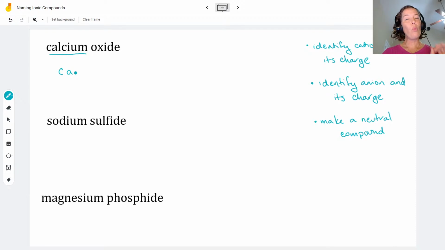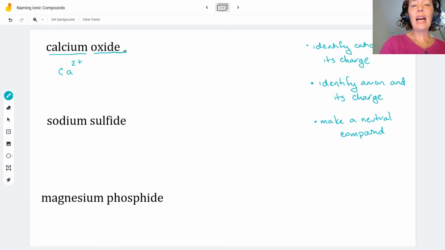That means that when calcium is an ion, it is going to have a charge of +2, although we usually write it as 2+ when we write charges down. That is our cation. We've identified it, and we've identified its charge. Now let's move on to the anion.